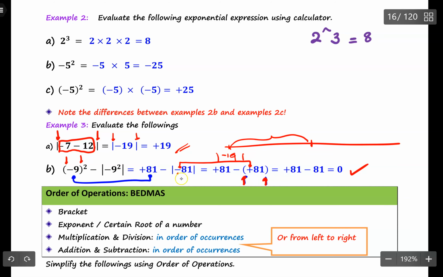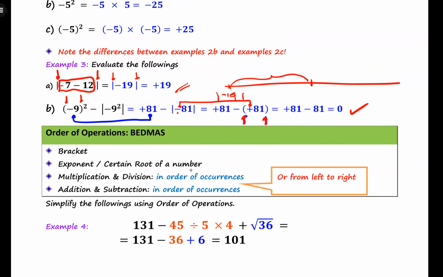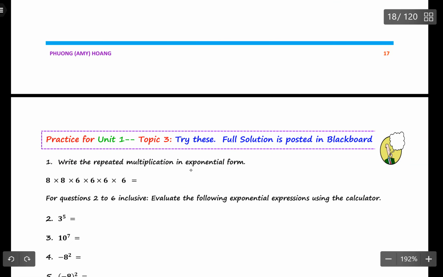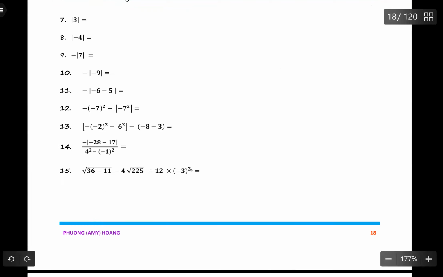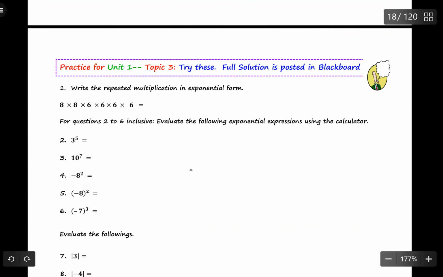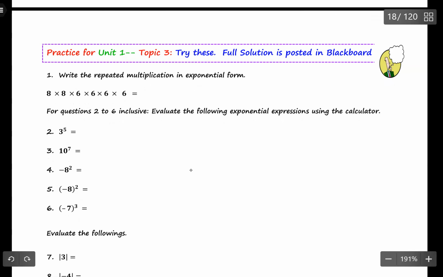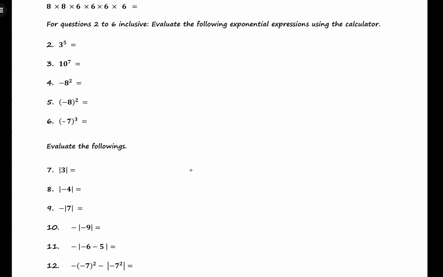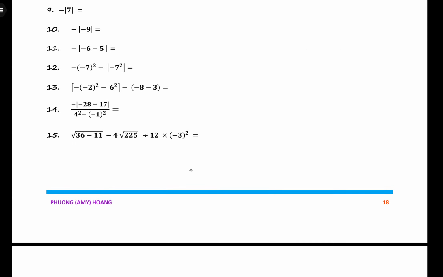Alright, so let's start with the practice, because I will make another video for order of operations, and I would like to go over the practice exercise that I asked everyone to work on, on this page, which is page 18. So I want to take a few minutes to go over the practice. And then I probably will stop at number 12. I will go over questions 1 to 12 on page 18 of the workbook.